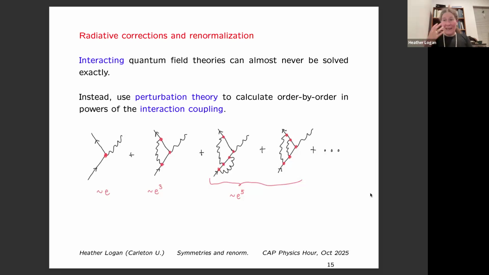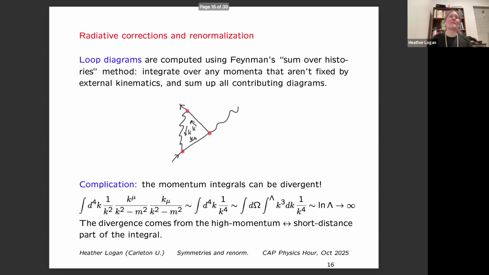The only way you can actually calculate with this is basically to say, well, look, I'm going to calculate the order e and the order e cubed, and then I'm going to stop because the order e to the 5th, I can estimate how big that is, and it's small enough that I don't care. Or if you do care, you calculate these diagrams and then you stop, because e to the 7th is too small, I don't care, okay? That's the idea behind perturbation theory.